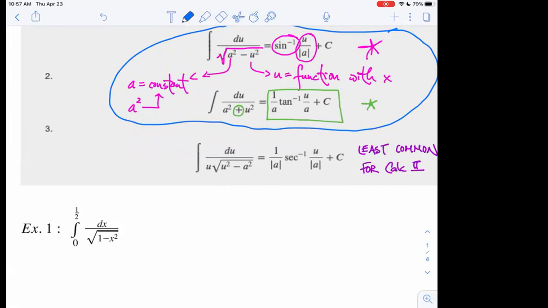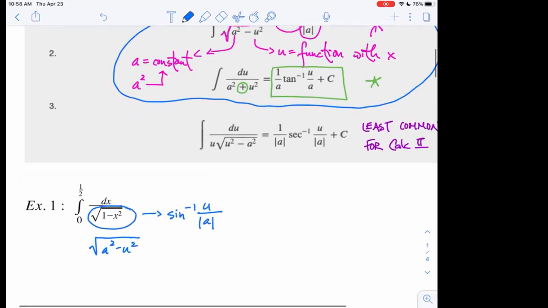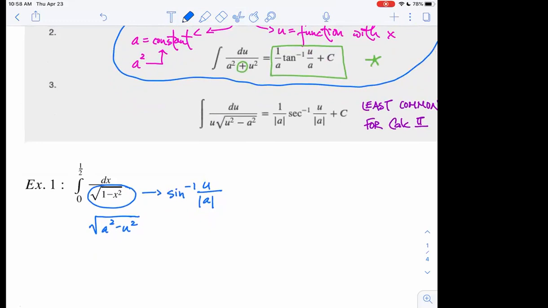Okay, so in this case, I have my square root on the bottom. All right, so automatically I'm looking at this and thinking I need arcsine of u over the absolute value of a in my answer. Okay, so I see the square root of 1 minus x squared, and I'm thinking that looks a lot like the square root of a squared minus u squared. Okay, so let's go ahead and figure out what our a is and what our u is.